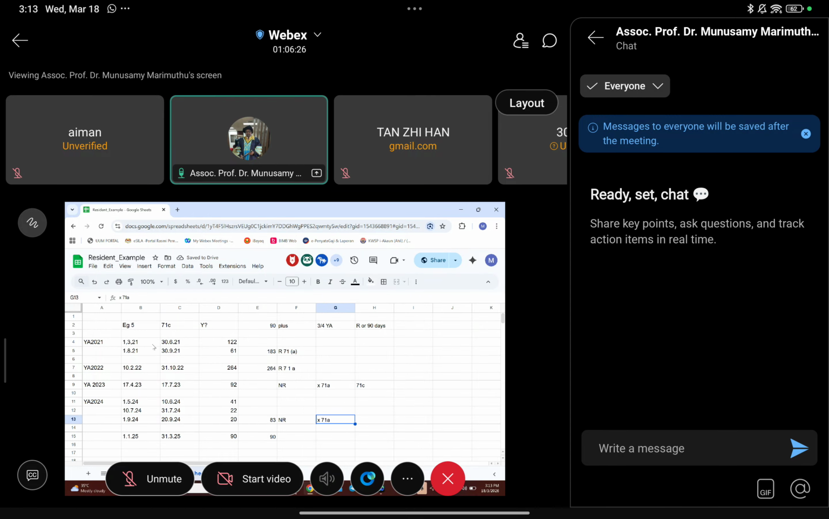How about 7.1C? Can we? For 2024 we cannot use 83, because we need a minimum of 90. At least here we can try 92, because it's more than 90 days. Look at this. First of all, in the year of question you must have 90 days and above, plus 3 out of 4 years either resident or 90 days. So now look at this. Definitely SEN 1A cannot. Now look at SEN 1C. Can we apply SEN 1C or no? Anyone?